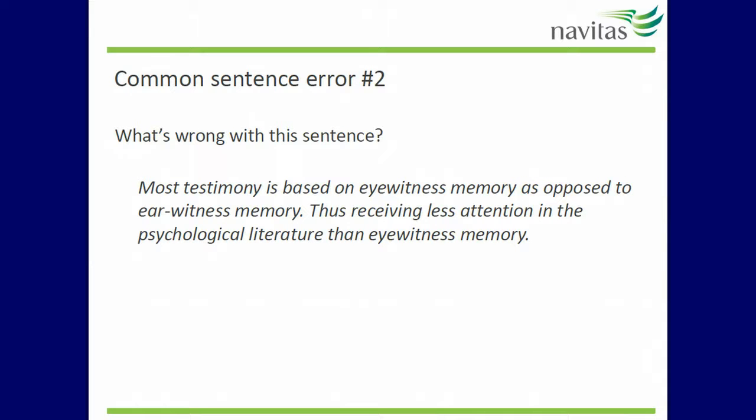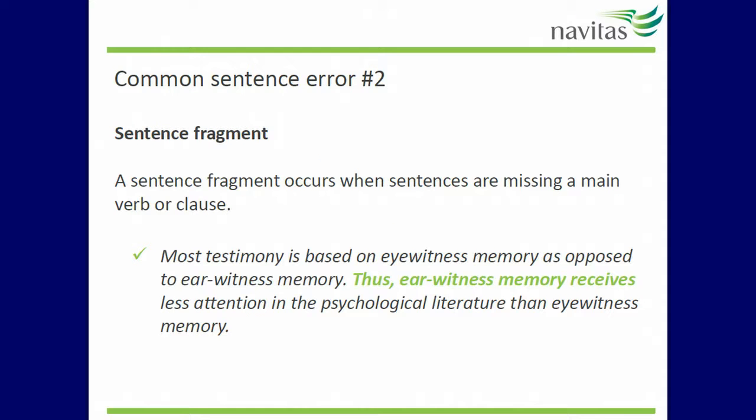Okay, here's another common error we all make sometimes. Pause the recording and try to find the mistake. How did you go? Did you see that the second sentence is missing something? Does the sentence say what is missing in the literature? No, it doesn't. We need a subject and also a verb. Here is a fix for this error. We add ear witness memory as the subject and change receiving to an active verb, receives.